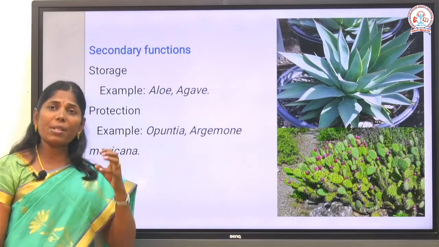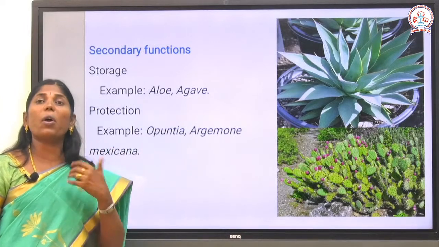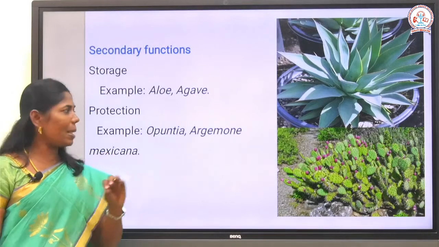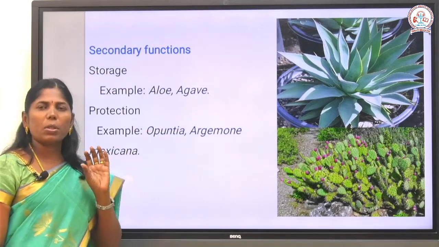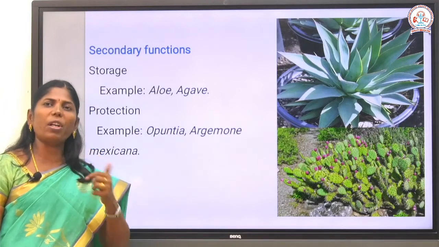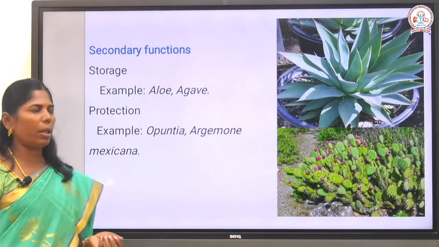So here the leaves are present, which we have already explained. The leaves are modified because they want to escape from transpiration; that is the nature of xerophytic plants. So they want to escape, so the leaves are modified into thorn-like structures. Leaves are modified into thorns. Okay.